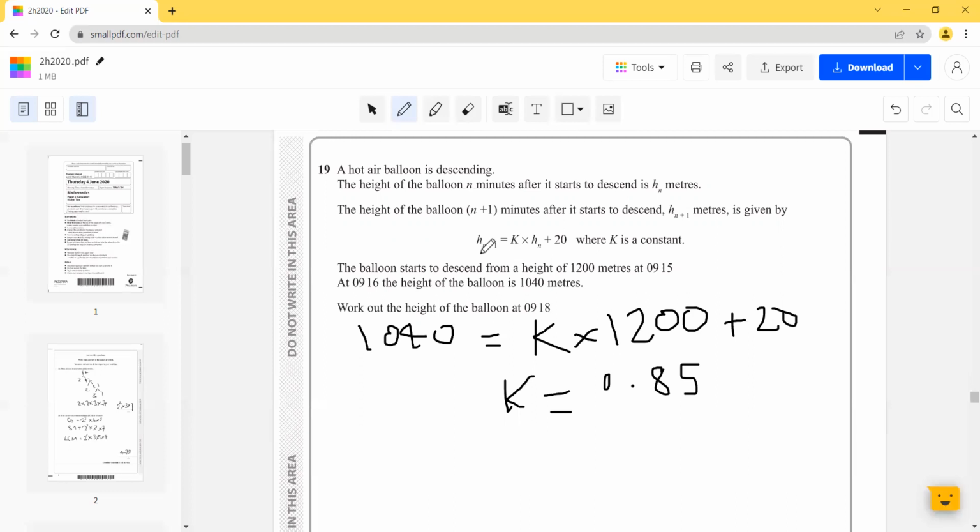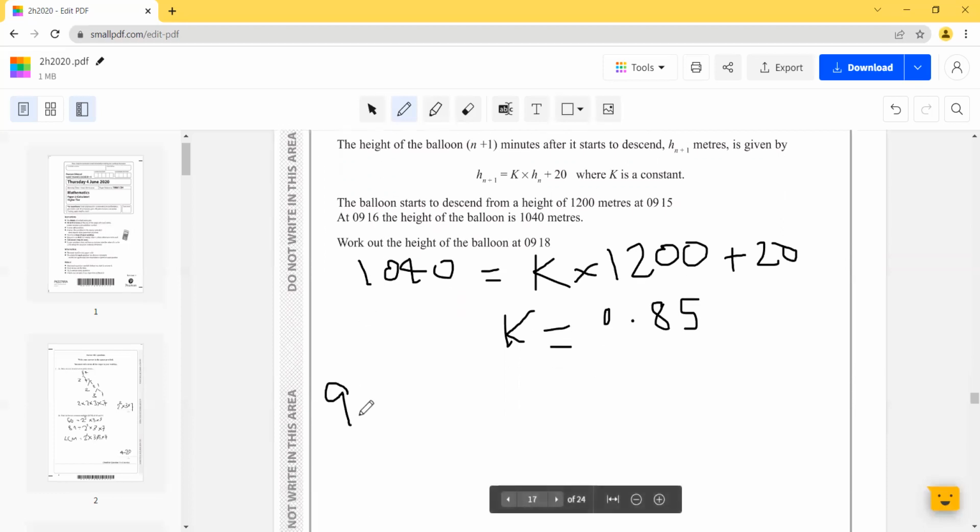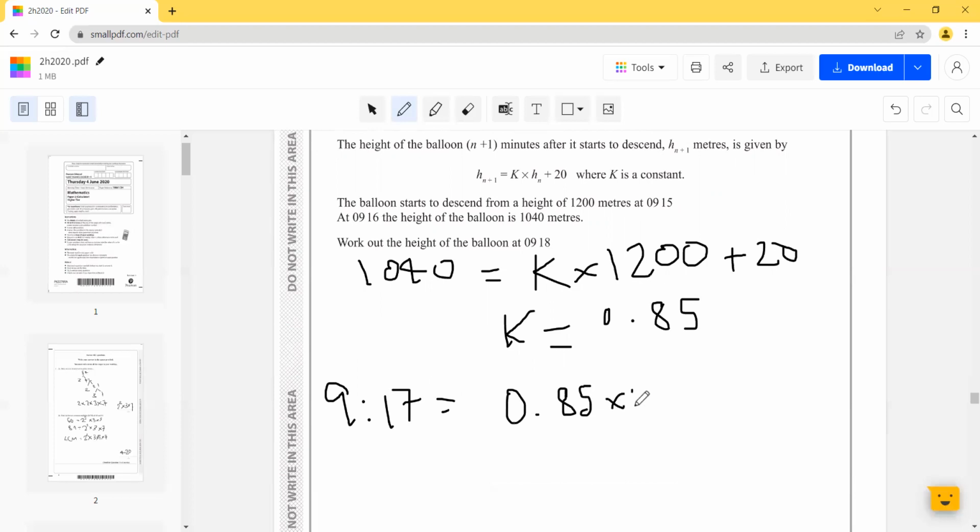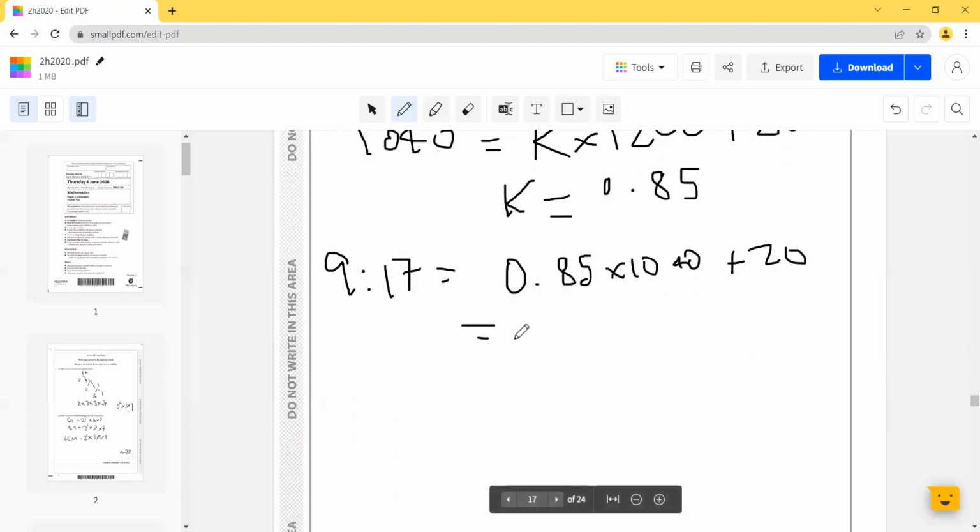Okay, so now we know at 9:16 it was 1,040. That's how we worked out the value of k using the two heights and times. So at 9:17, we can figure out what it is. We can do 0.85 times 1,040 plus 20, which is, well, what is that? 0.85 times 1,040 plus 20, well, 904 meters.